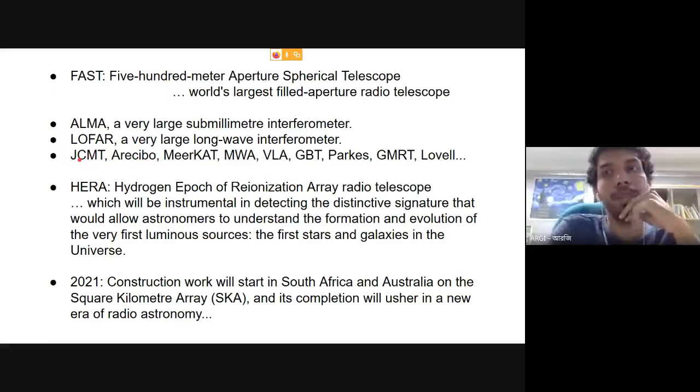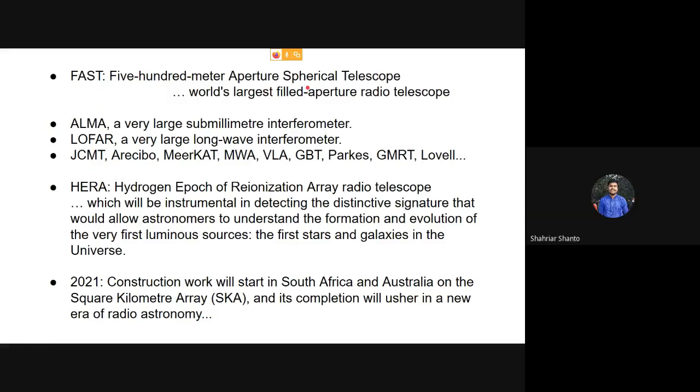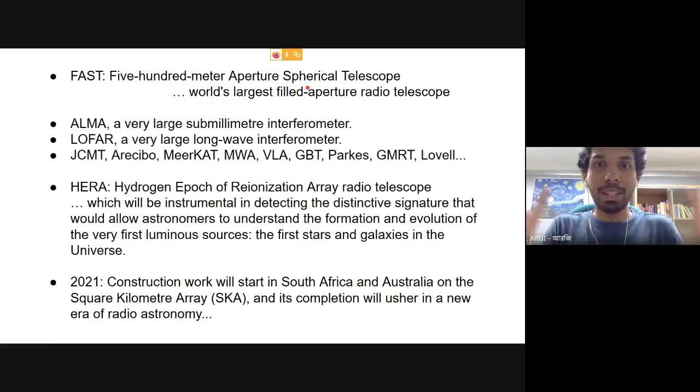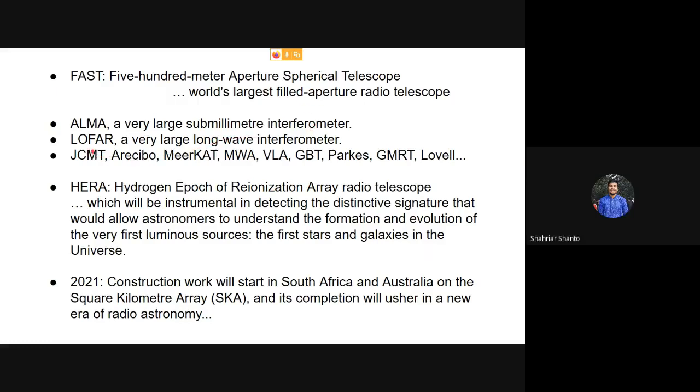Maybe we can add here, to differentiate, that FAST is a single dish telescope, so it is a single dish of 500 meters. Single spherical telescope, yes. And ALMA, LOFAR are interferometers, so they have hundreds and thousands of dishes or stations or antennas that are connected. Yes. Yeah, you can go on.